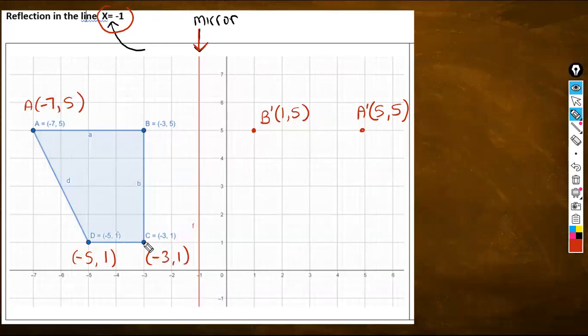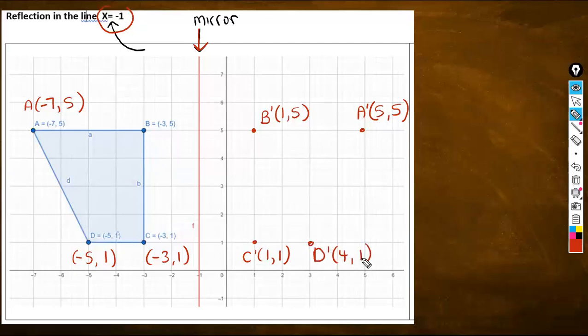For point C, how many blocks is he away from the red mirror? 1, 2, only 2. So on the other side, he will be what? 1, 2. C prime is 1, 1. And D, 1, 2, 3, 4. So on the other side, he will be what? 1, 2, 3, and 4. D prime is here. He is 4, 1.